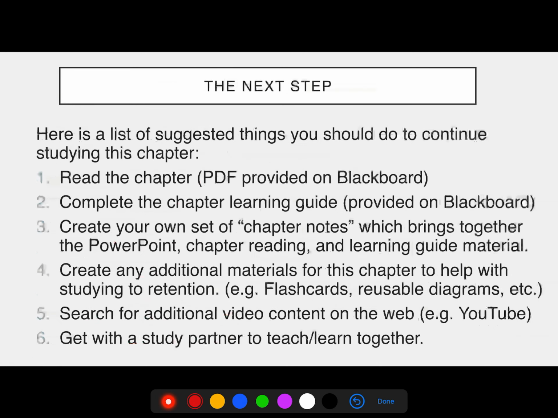Okay, so what you need to do now, make sure you read the chapter, complete your learning guide, and create your own set of chapter notes. It's really important that you take some time to make your own notes. This is a part of your studying. You want to create any additional material. You might want to make some flashcards. You could use Quizlet instead. Maybe make some diagrams. You could put a sheet of paper in a protector with a little Punnett square on it, and then practice it over and over and just erase it.